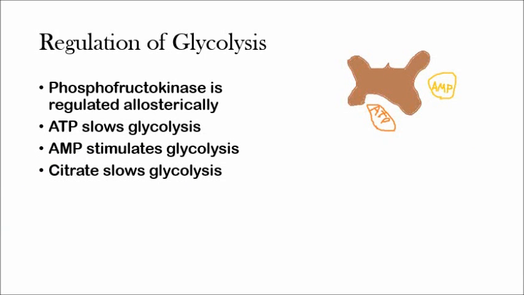Lastly, we're going to look at how glycolysis is regulated. I mentioned this a little bit when we talked about enzymes, but there's one enzyme in glycolysis called phosphofructokinase, and it's regulated allosterically. If you want a review of what that means, go check out our enzymes video. But there are two molecules that play a role in regulating phosphofructokinase.